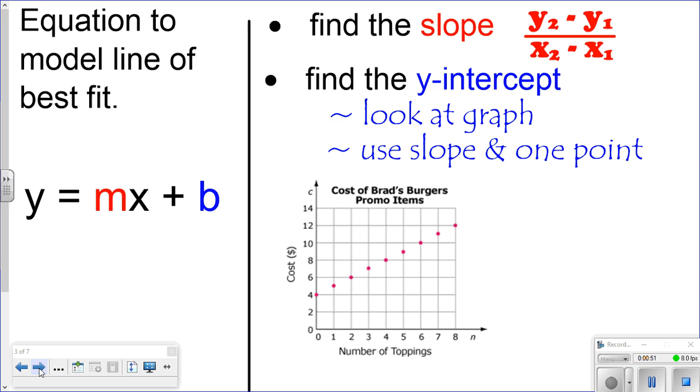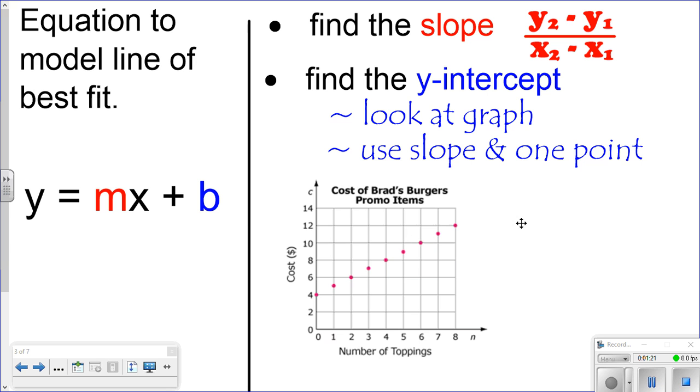We can also write an equation to model that line of best fit. So y equals mx plus b. We find the slope. Either you're counting your boxes up and over, or you're just taking 2 points, y2 minus y1 over x2 minus x1. We also have to have the y-intercept. So you might just look at the graph to find it, or you might have to use the slope and 1 point, fill in what you know on the equation, and solve for b.